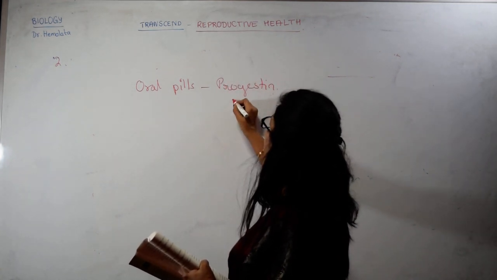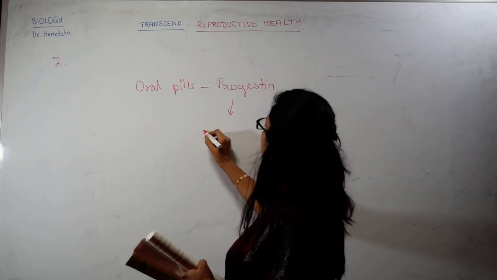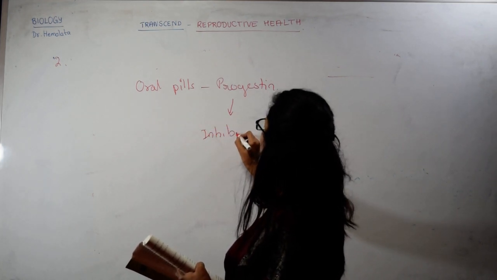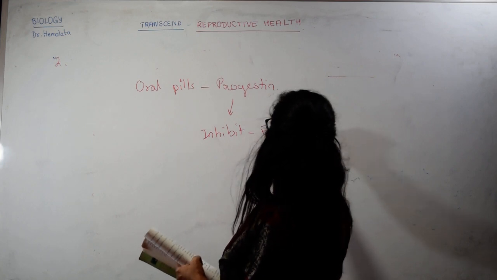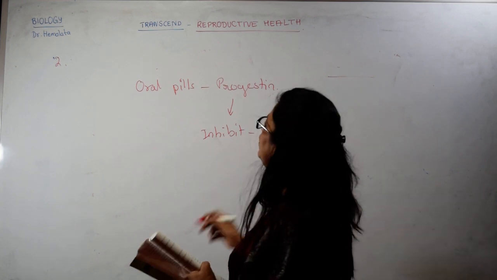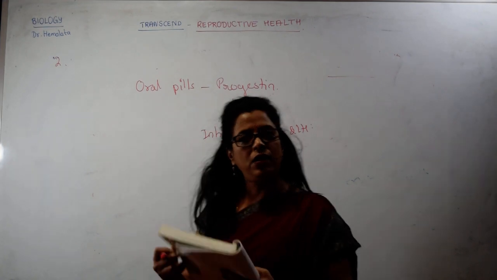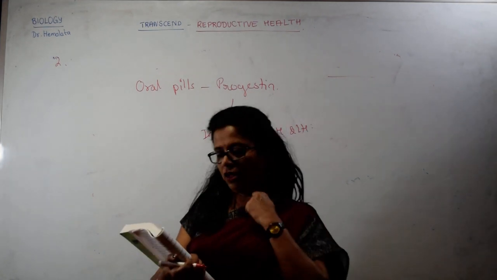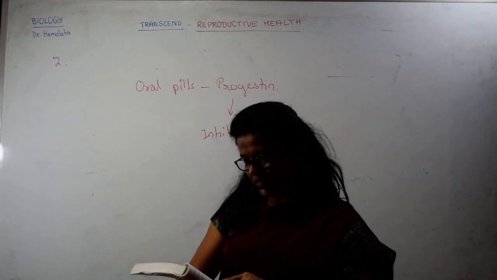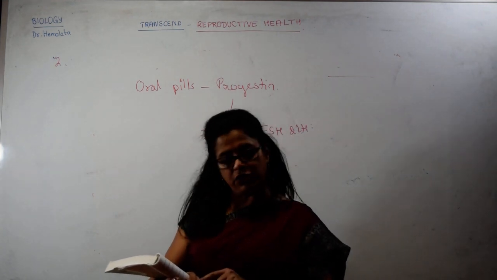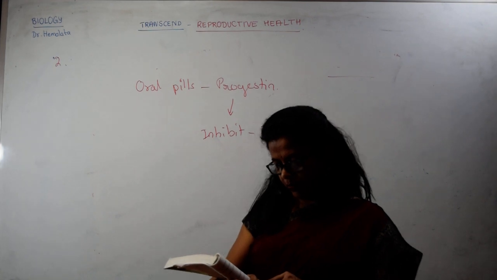Progestin, what do they inhibit? They inhibit FSH and LH production. Therefore, there will not be any ovulation happening. Therefore, oral pills work chemically, right? They said oral pills inhibit ovulation and implantation. That is right.